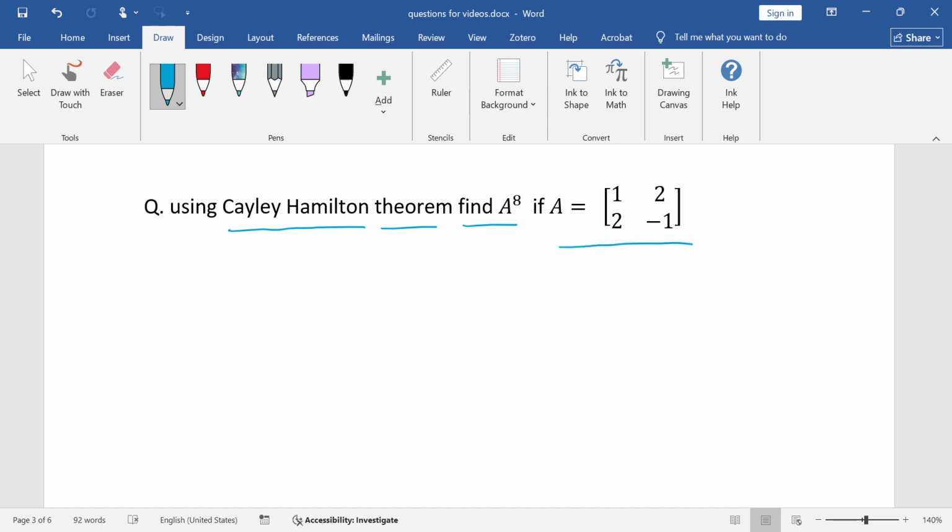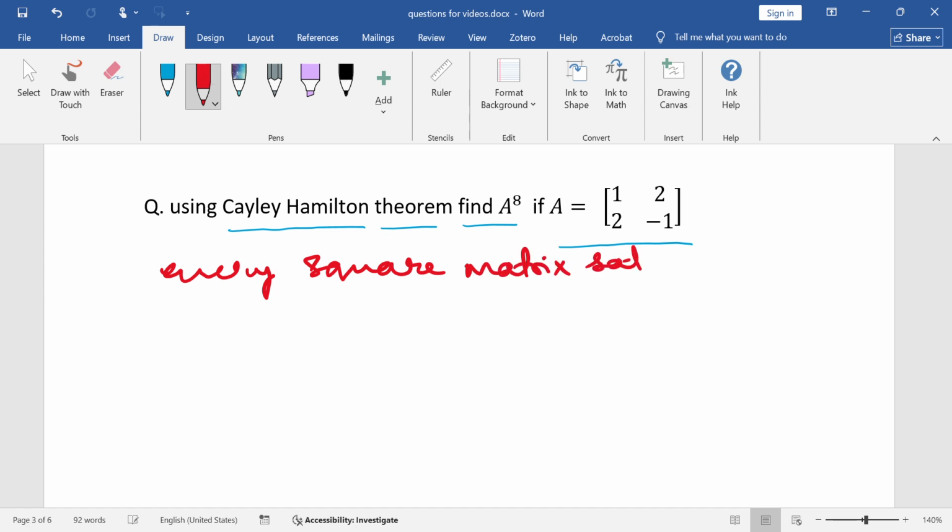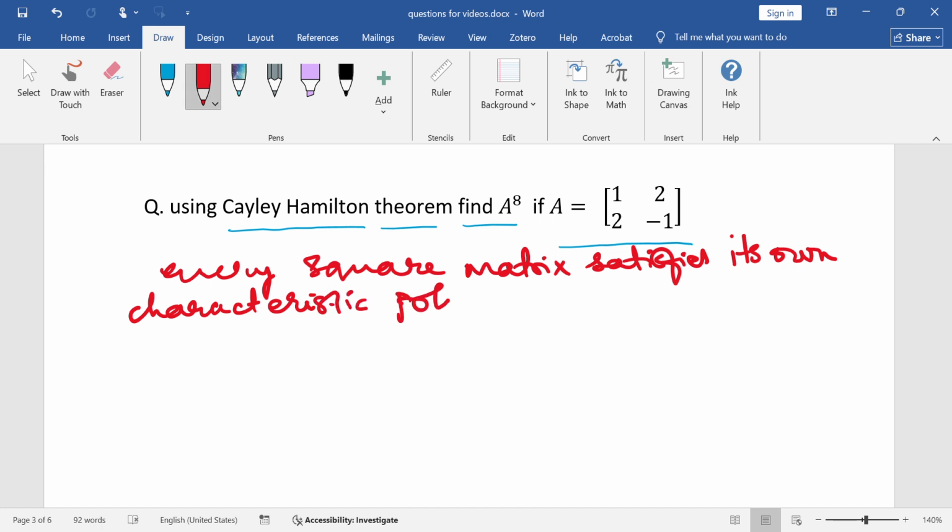Now in the earlier video, Cayley-Hamilton's theorem part 1, we saw the statement of the Cayley-Hamilton's theorem and we also saw one supporting example. So what is the statement? Every square matrix satisfies its own characteristic polynomial equation.